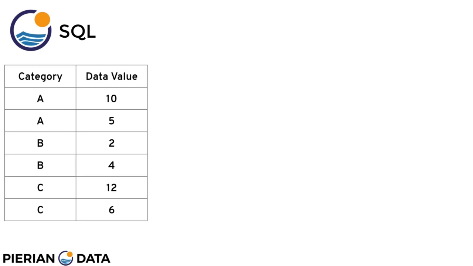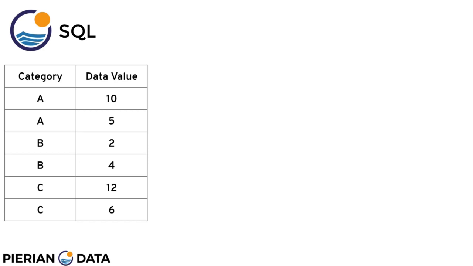Let's imagine we have the following table. We have some sort of category column. Here we have A's, B's, and C's, and then some data value associated with them, such as 10, 5, 2, etc. We can imagine that maybe the category here stands for some sort of company, and the data value is how much we sold to that company. So we had one deal of $10 for company A, later on we had a $5 deal for company A, then a $2 deal for company B, and so on.